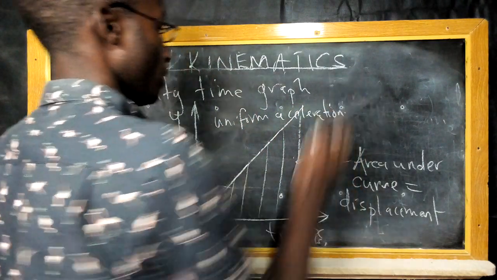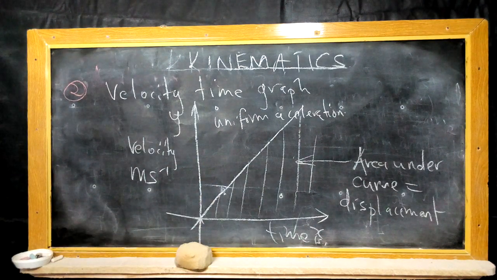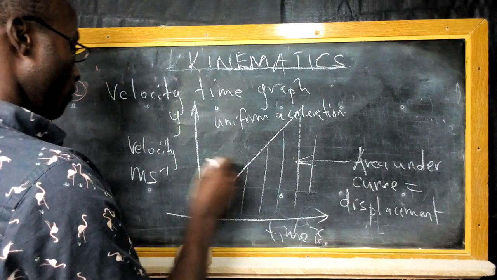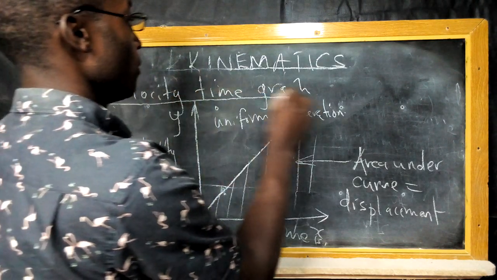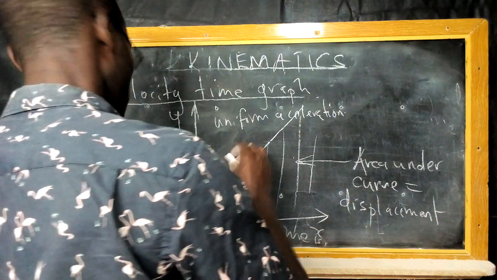Acceleration, of course, is given as change in velocity over time. Since the change in velocity over time is uniform, then it is going to be uniform acceleration. Now the gradient or the slope for this kind of velocity time graph gives what we call acceleration. So this is the change in velocity over time.